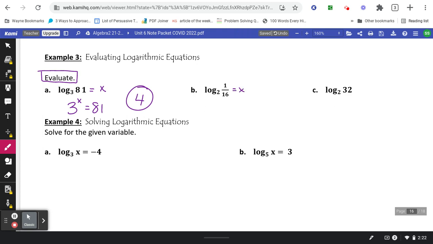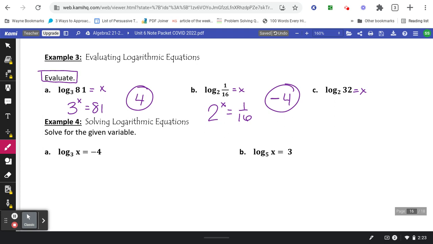Same thing with B. Put the X there, rewrite it. I know my answer is going to be a negative, so I'm going to put the negative there immediately. And then I can focus all of my attention just on the 16. So 2 to what exponent gets me just 16, regular 16? That would be 4. And then the negative happens from that fraction 1 over 16. So final answer, negative 4.